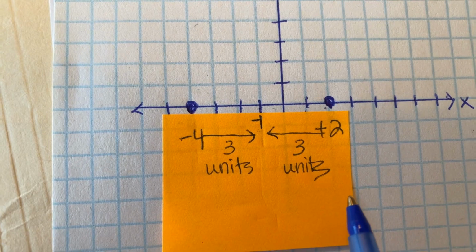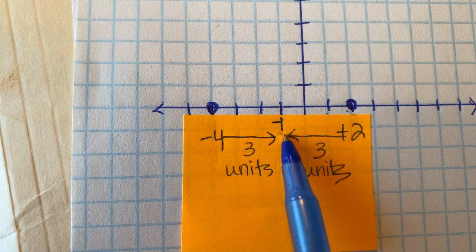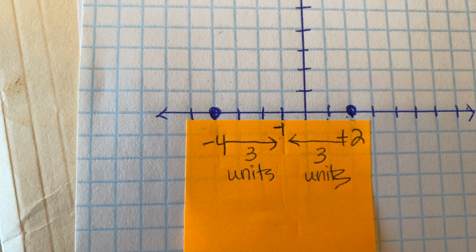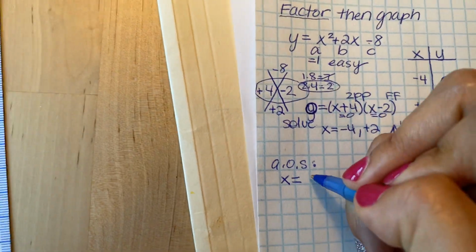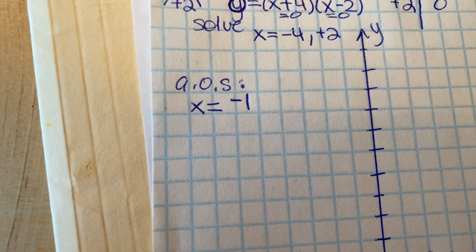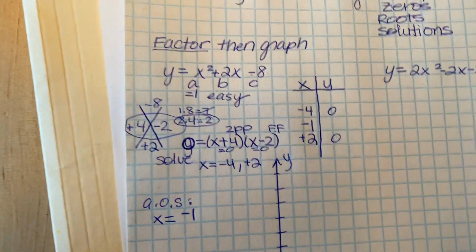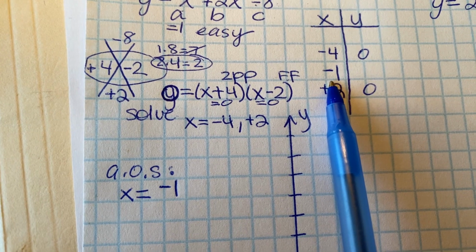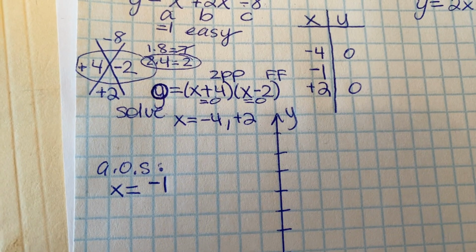You guys, so you're going to go 3 units in, 3 units in. Correct? Okay, so negative 1 is our axis of symmetry. Whoops, that is our dashed line. So here, negative 1 will be the x value for my vertex. So you can find this first or you can find this first. It's the same thing, right?